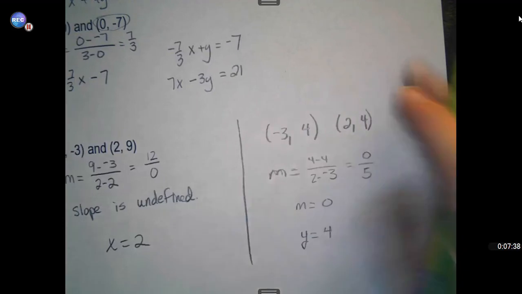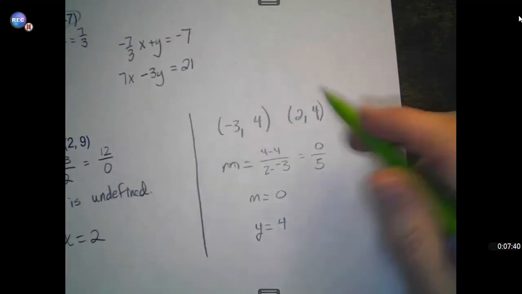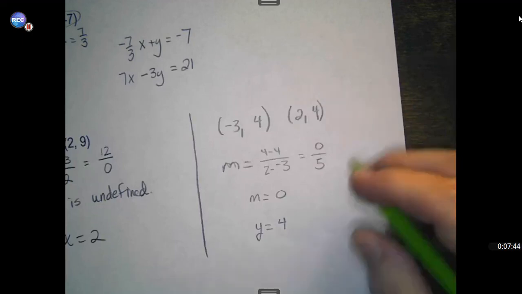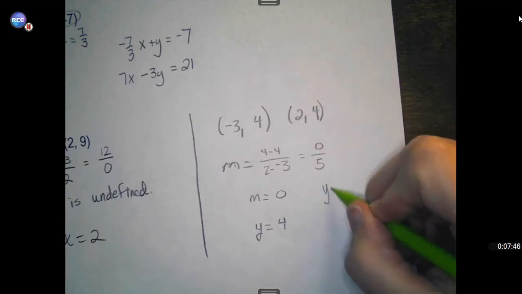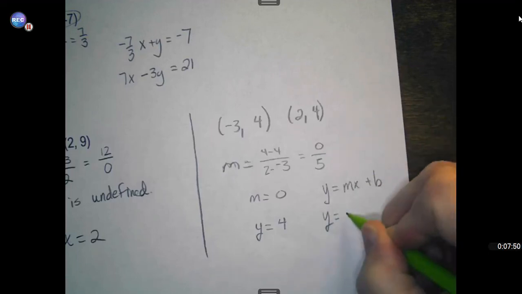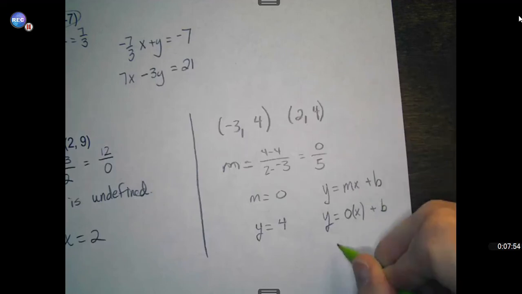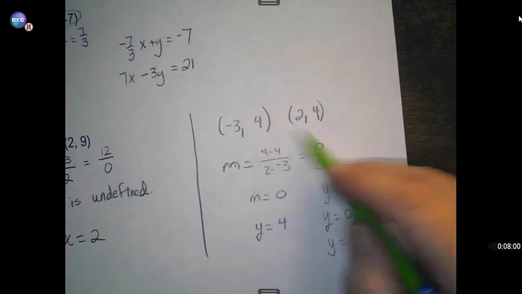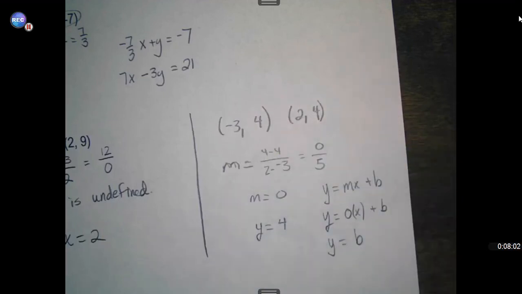And actually, for this one, we can plug this into slope-intercept form. We can plug it into y equals mx plus b. Y equals the slope, which is 0, times x. And we get that y equals b. And then, obviously, y equals 4. The intercept there would be 4. Draw a picture to confirm that.